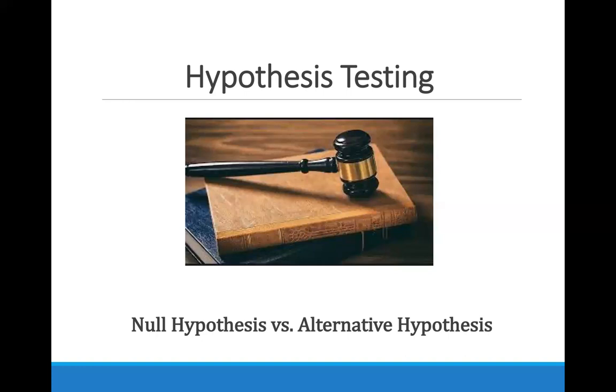A jury's verdict must be either guilty or not guilty, in which case a not guilty verdict does not equal innocence. Rather, it indicates that the burden of proof has not been met. Similarly, an investigator can only reject the null hypothesis or fail to reject it. Failure to reject does not prove that the null hypothesis is true.